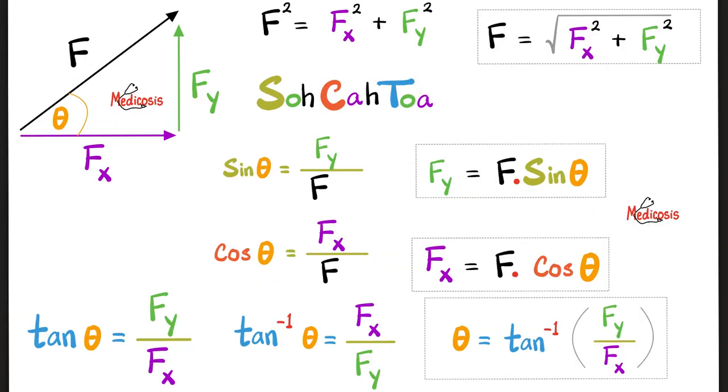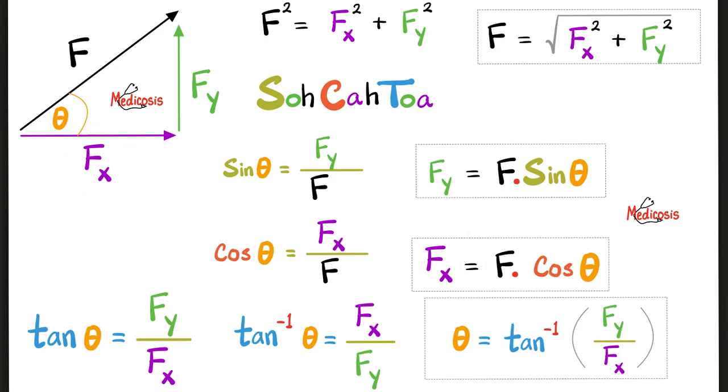So let's apply this to vectors, okay? Here is my vector F. It has an x component and a y component, all right? If F is the unknown, how can I find F? Pythagoras, baby. F equals the square root of Fx squared plus Fy squared. That's easy, because c squared equals a squared plus b squared.